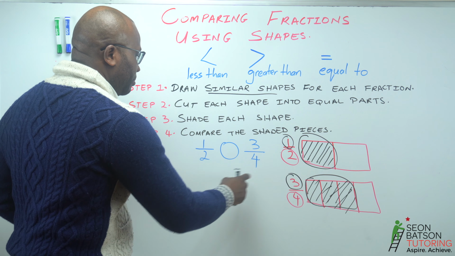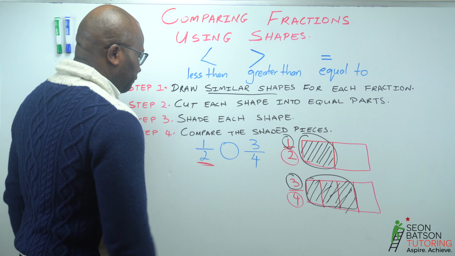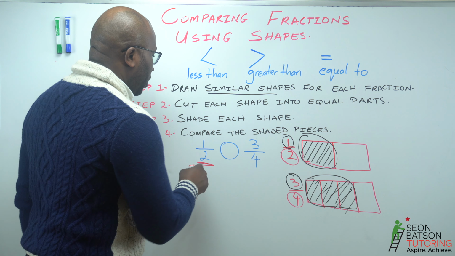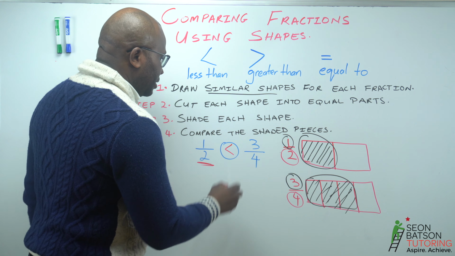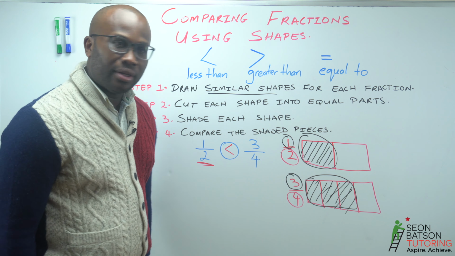So now we come here to compare. When we're comparing, we will always say the first fraction first. So we'll say 1/2 is smaller, or 1/2 is less than 3/4. Get the idea? Very good.